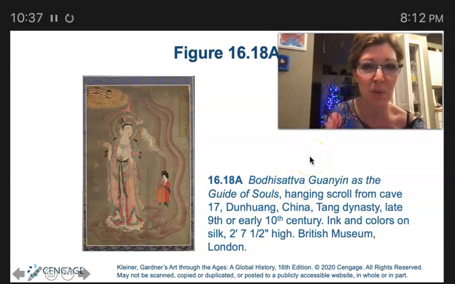Bodhisattva. Yes, I'm going to butcher it. Hanging scroll.